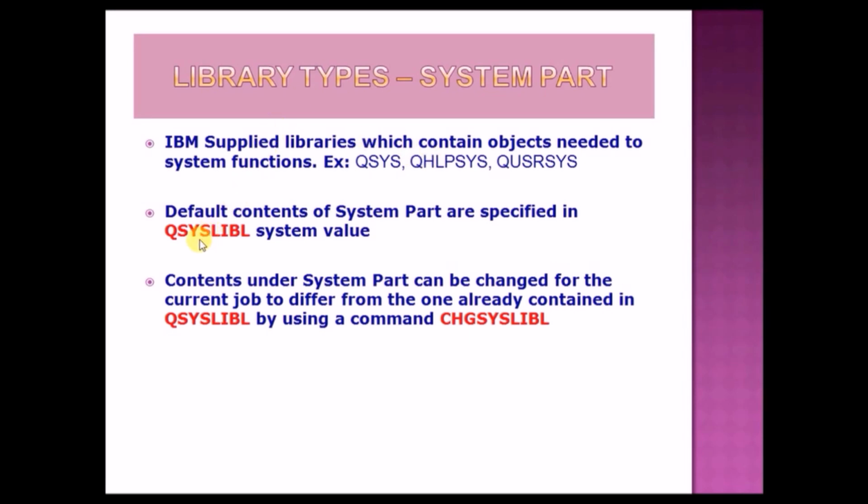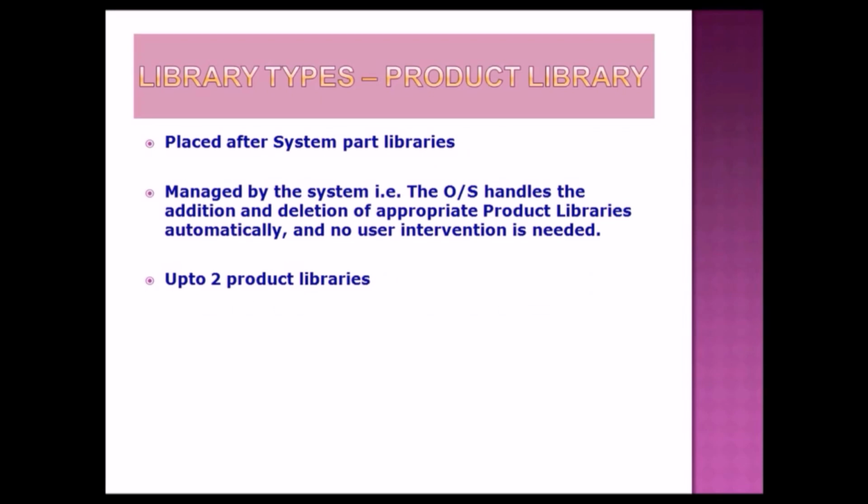So note, all the libraries contained inside this system library list, that is QSysLIBL, will be treated as system libraries. Contents under the system part can be changed for the current job to differ from the ones already contained in QSysLIBL by using the command chgsysLIBL. But it is not suggested to change the contents of the system library, for a reason we are going to see later as we proceed towards the end of this course.